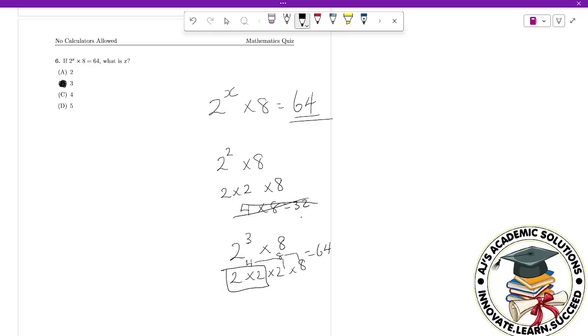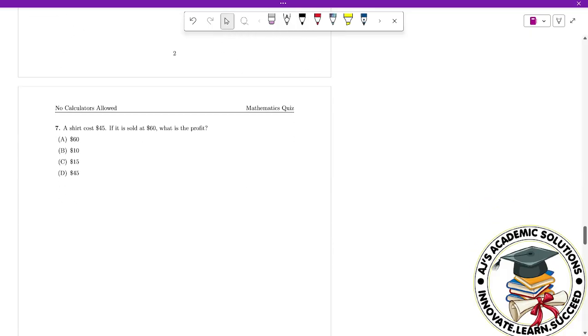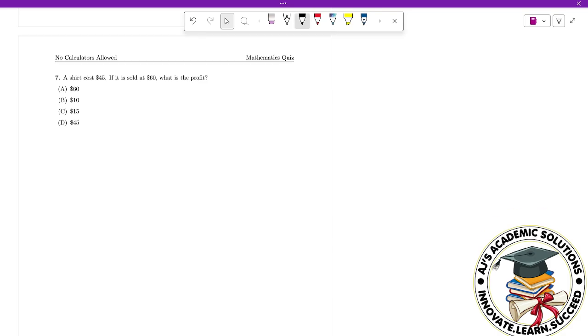And again, testing is a great way for you to actually just try and solve a question just by substituting a value in. So moving on to the next one here, we have a shirt cost $45. If it's sold for $60, what is the profit? This is a very straightforward profit question. So all we actually have to do is consider what we're looking at. The cost, $45, sold $60.